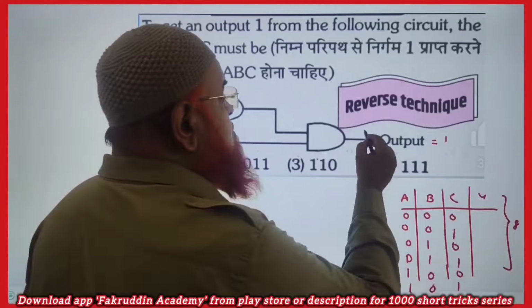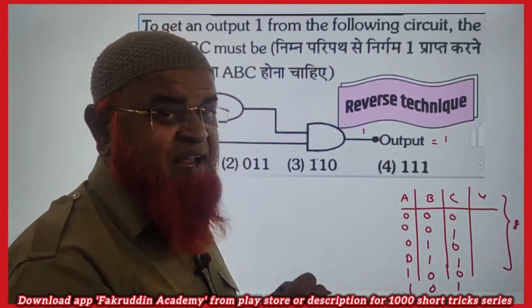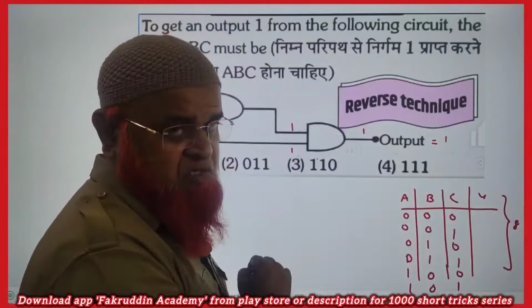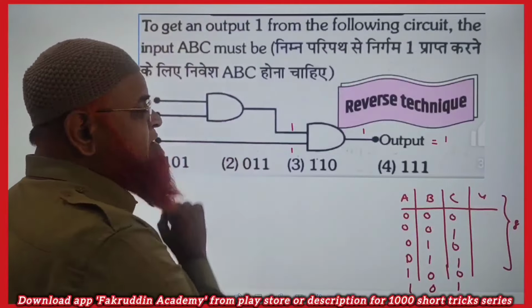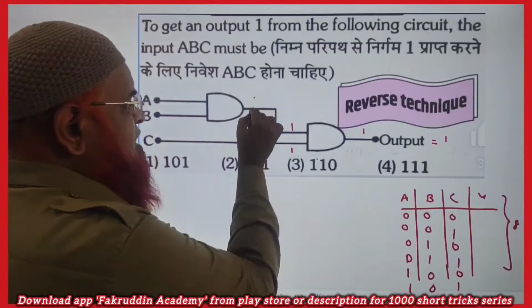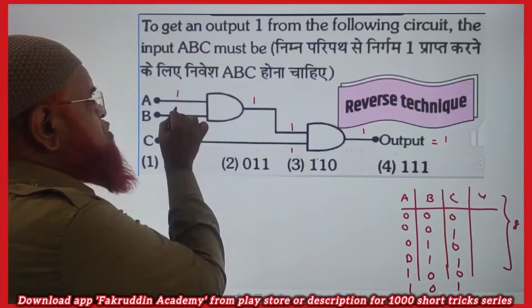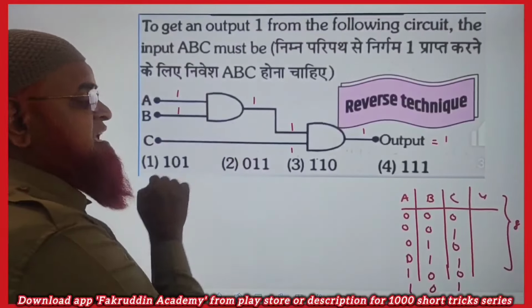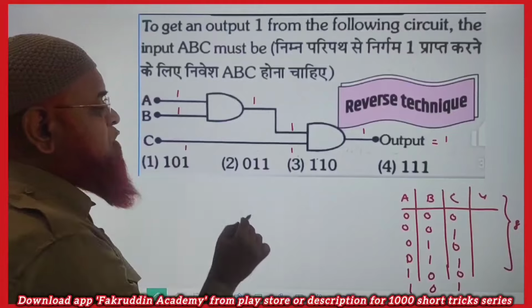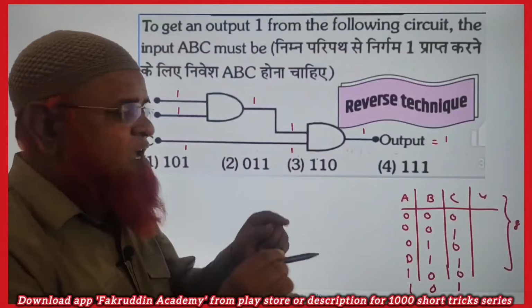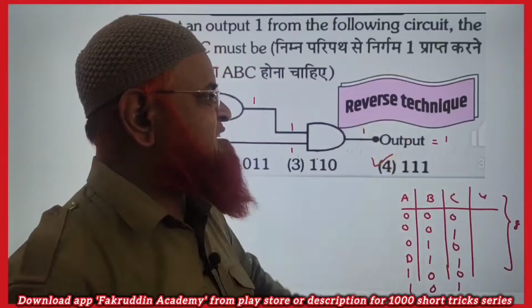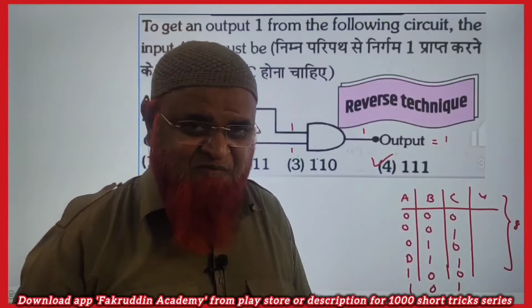जैसे कि आउटपुट अगर 1 आना है एंड गेट के अंदर, तो दोनों इनपुट्स अगर 1 हैं तभी आउटपुट 1 हो सकता है. इसी तरह ये भी एंड गेट है, आउटपुट 1 आना है मतलब ये दोनों इनपुट अगर 1 हैं तो ही आउटपुट 1 आएगा. तो इससे ये पता चलता है कि तीनों के तीनों इनपुट्स 1 होने चाहिए, तो आपका ऑप्शन 4 है. इसको रिवर्स मेथड, रिवर्स टेक्निक बोलते हैं.